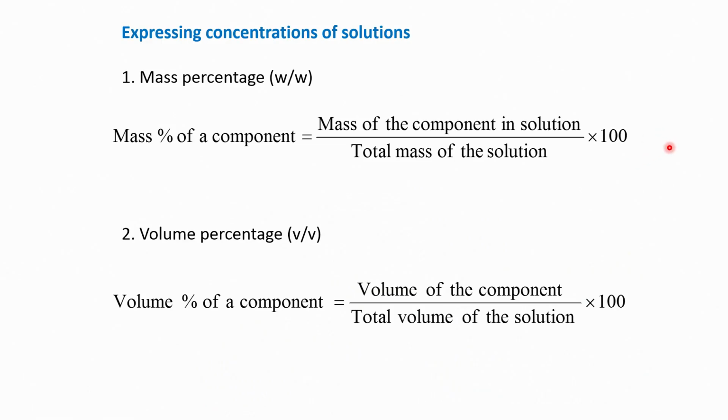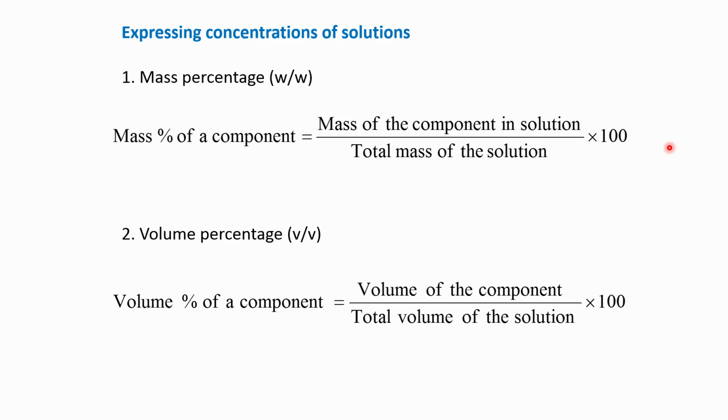So, how do I express the concentration of the solution? Here is a very simple way of expressing: mass percentage. So, what is mass percentage? Mass of the component in the solution divided by total mass of the solution, into 100. Very simple explanation, where I say 5 gram is dissolved in 100 gram of the solution. Multiplied by 100, you can call it mass percentage. Mass of the component in a solution divided by total mass of the solution, and component means solutes.